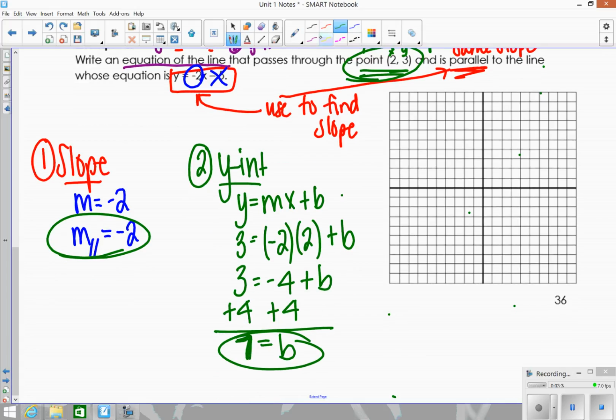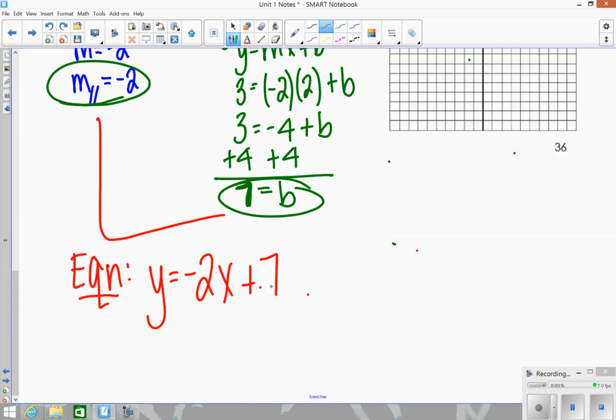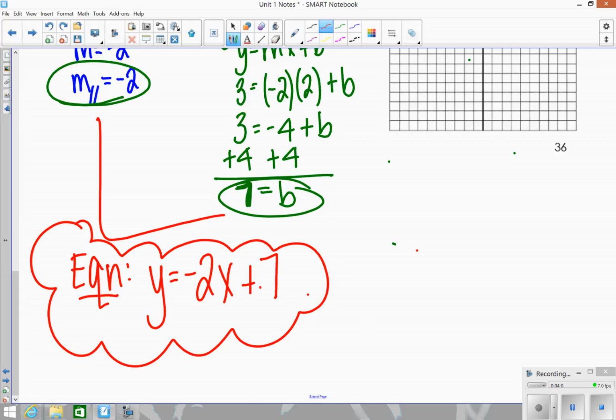So the equation that I want to write, a line that's parallel to that original equation and it's passing through the point 2, 3, is going to be y equals, here's my slope, negative 2x plus 7. So there's my answer. Now I do want to show you how to do this on a graph as well. So let's look at on the graph how we would go about doing this.